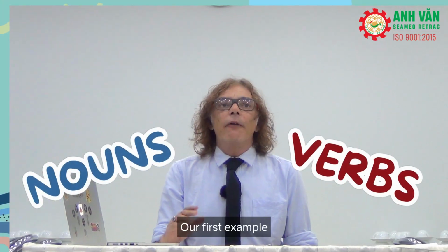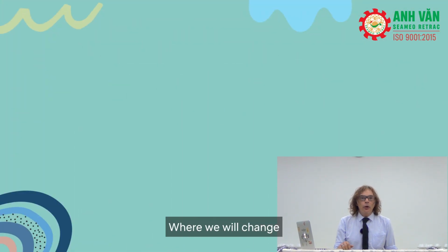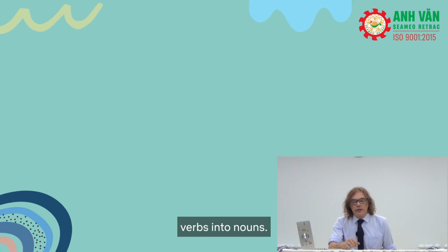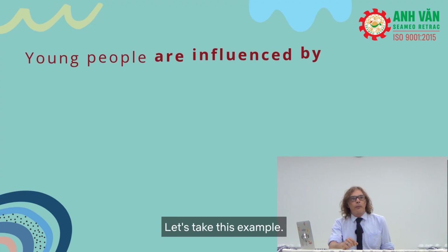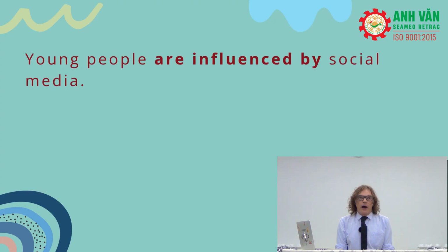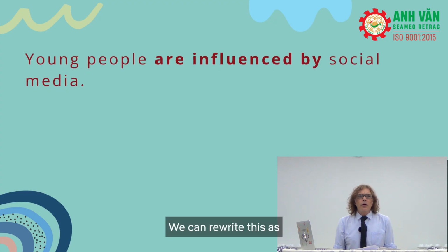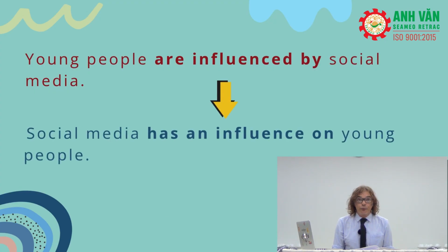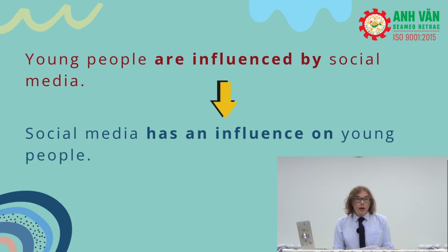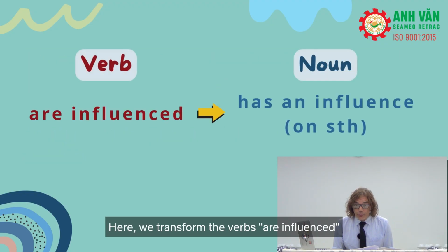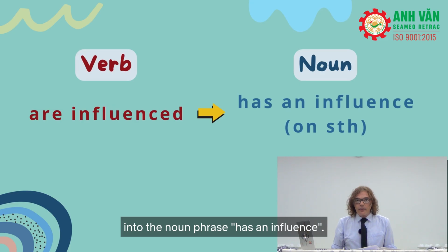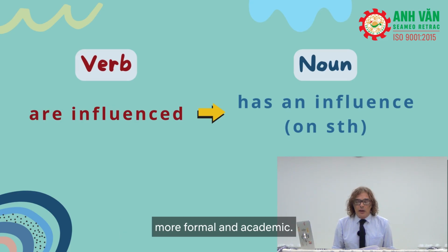You can turn verbs into nouns, change adjectives into noun phrases, or even switch nouns back into verbs. Our first example, where we will change verbs into nouns. Let's take this example. Young people are influenced by social media. We can rewrite this as social media has an influence on young people. Here, we transform the verbs are influenced into the noun phrase has an influence. This change makes the sentence sound more formal and academic.